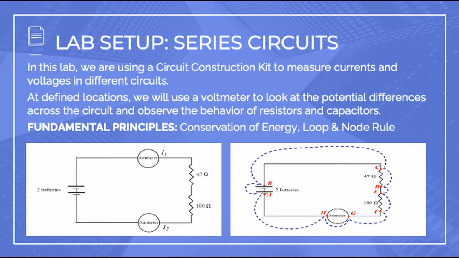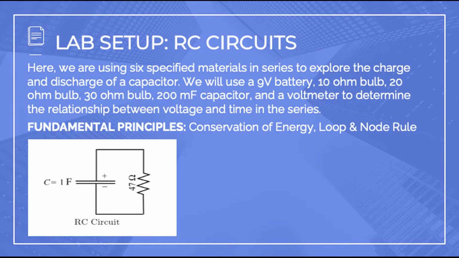So a few fundamental principles we are using in this lab is first the conservation of energy. And so this is that the total electric charge in an isolated system never changes. And then we are also using the loop rule, which is the sum of the voltage differences across all circuit elements must be zero. And then the node rule, which is in an electrical circuit, the sum of the currents flowing into that junction is equal to the sum of the currents flowing out of that junction.